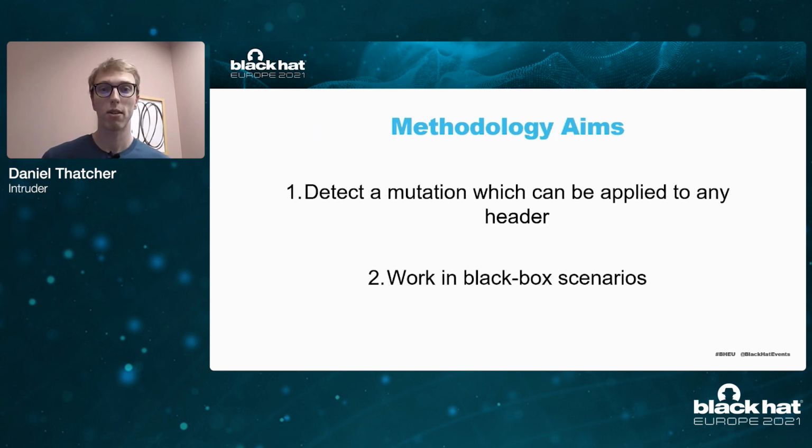So this research set out to find a methodology for detecting header smuggling, and there were two key aims of this methodology. The first is that it would identify mutations in a generic way, where you find a mutation independently of a header. So once a mutation has been found, we can apply it to any header to sneak it through to the backend server without being recognized by the front-end server. The second aim was that it would work in black box scenarios. As I mentioned at the top of the talk, these are the scenarios that I find myself in most often, and personally for my research find most interesting. So these are the ones I chose to focus on.